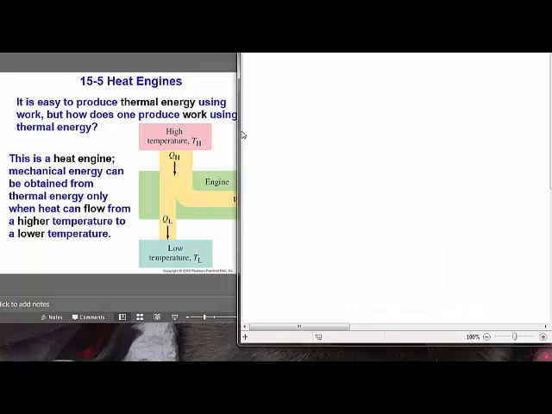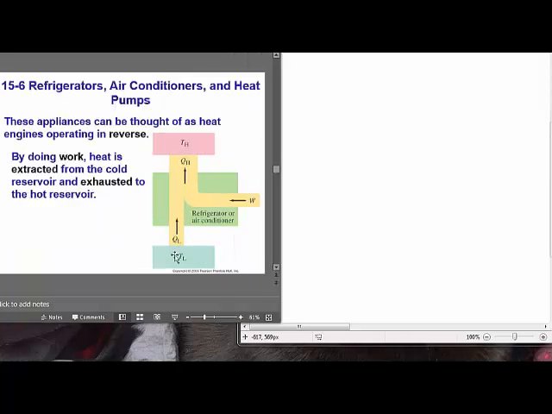Now, engines work because they take advantage of a temperature difference and the fact that heat will want to flow from something at high temperature to something at low temperature. But for an air conditioning unit or a heat pump, we change the direction. We put in a little work, maybe through an electric motor, to help us move energy from the cold side to the hot side.